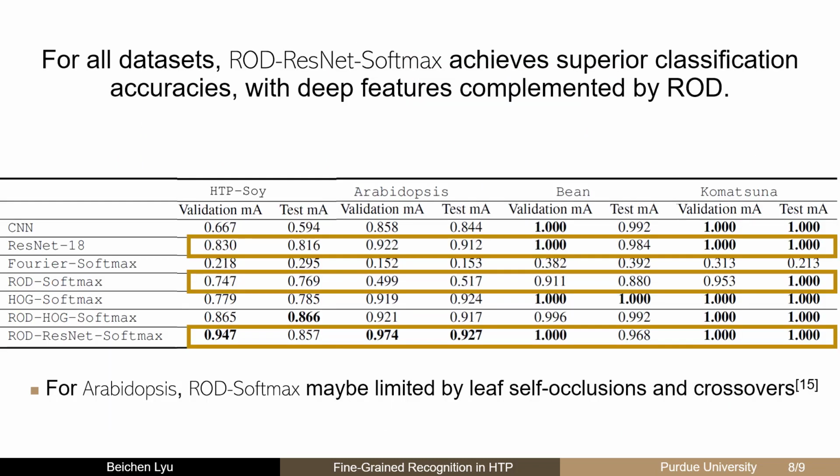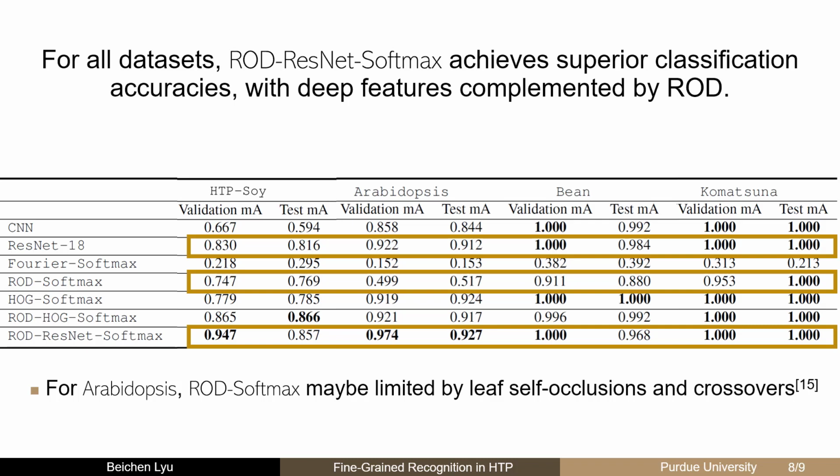Okay, here are the classification results. Basically, ROD ResNet softmax achieves the best mean accuracy for classification. And I think there are 3 takeaways. First, it's reasonable to say so, because deep features come from the state-of-the-art feature extractor, ResNet 18. Second, it's surprising to see how ROD softmax can achieve very good classification results similar to HOG softmax, with a little margin compared with the others.